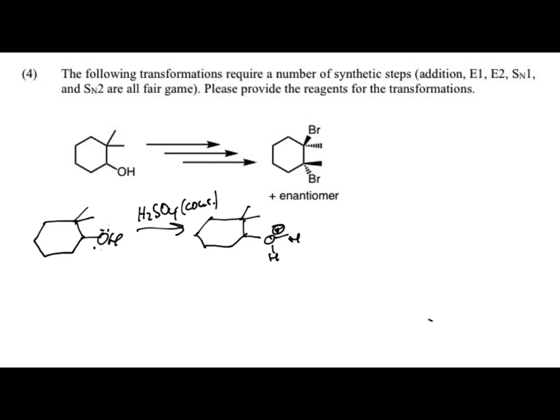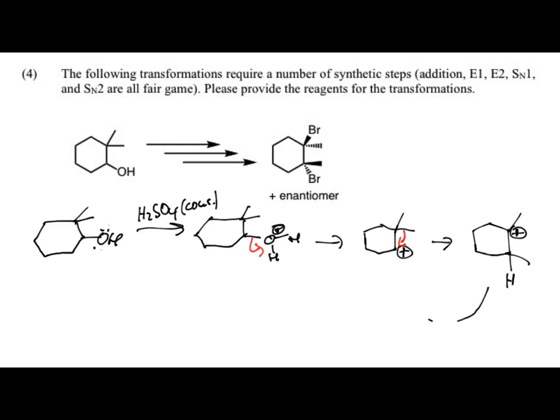Now what happens next is water is leaving, and then you get the positive charge and a methyl shift, like this. So you get a new carbocation, which looks like this, and here you have a hydrogen. And now you get the double bond.